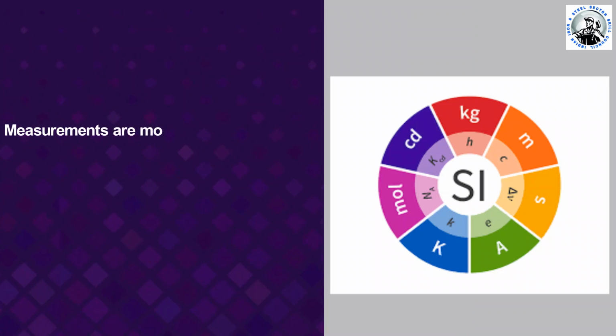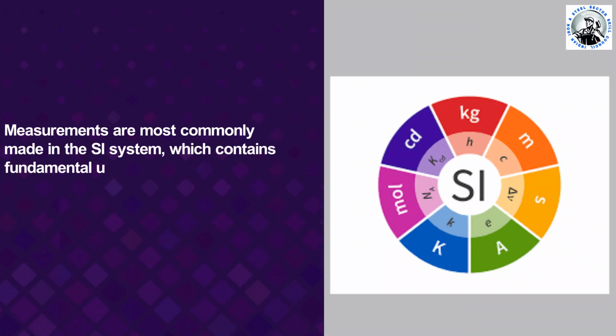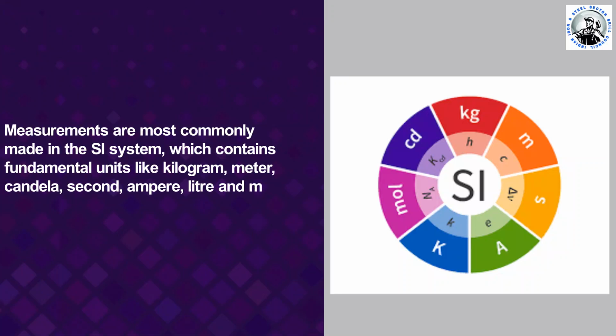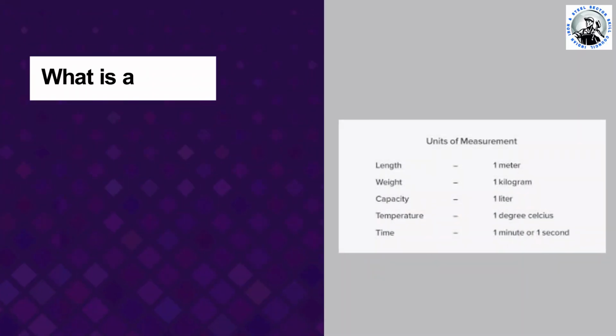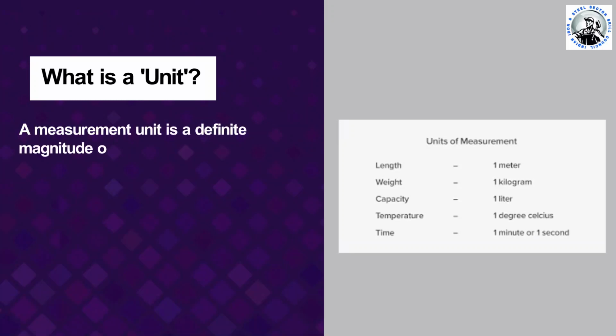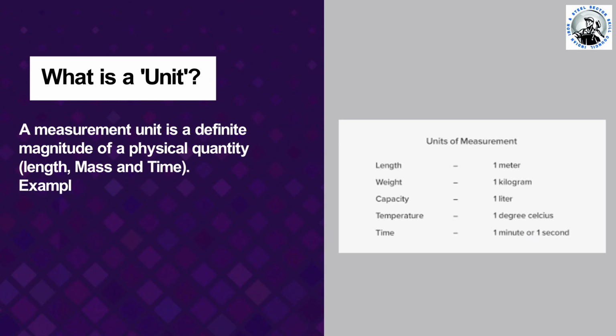Measurements are commonly made in the SI system, which contains fundamental units like kilogram, meter, candela, second, ampere, liter, and mole. What is a unit? A measurement unit is a definite magnitude of a physical quantity, such as length, mass and time. Example: 10 liters, 200 meters, 20 kg.